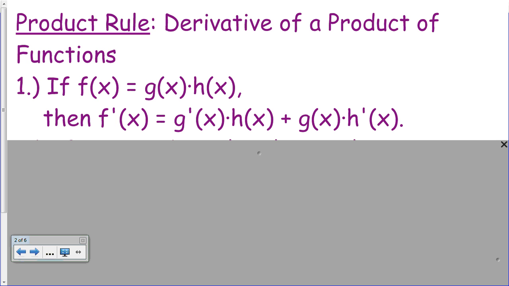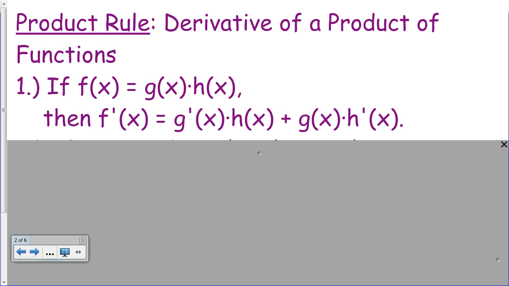So if f of x is the product of g and h, then f prime of x is the following. It's equal to the derivative of the first function, g prime of x, times the second function, h of x, plus the first function, g of x, times the derivative of the second function, h prime of x. We sometimes read that as the derivative of the first times the second plus the first times the derivative of the second, where first and second represent the first and second functions in your product. So that's our derivative of a product.